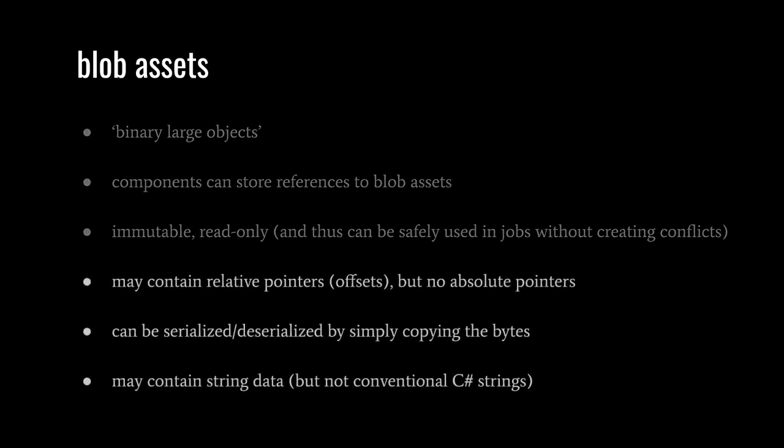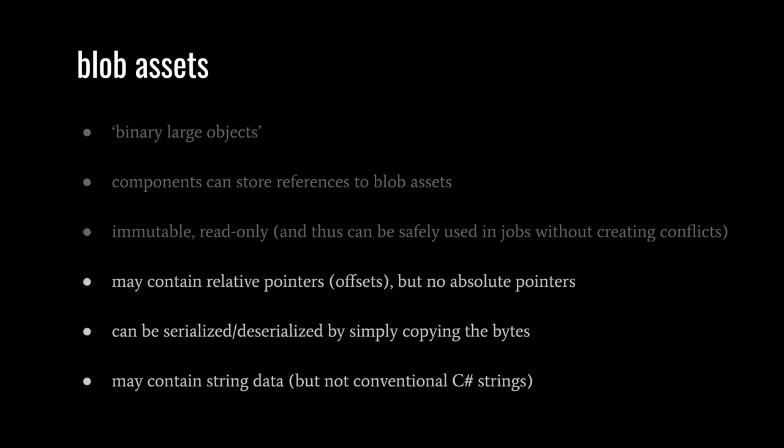While these blobs cannot contain any absolute pointers, i.e. memory addresses, they can contain relative pointers, i.e. offsets. Because these blobs contain no absolute pointers, the blobs can be trivially serialized and deserialized by simply copying the bytes verbatim. So these blobs are assets in the sense that we might store them on disk at build time and then load them from disk at runtime.